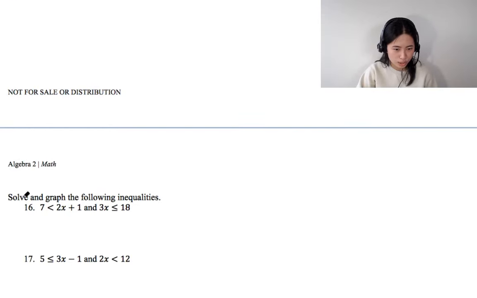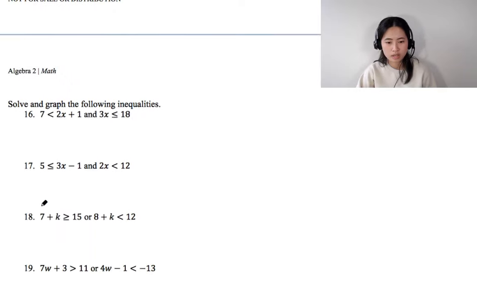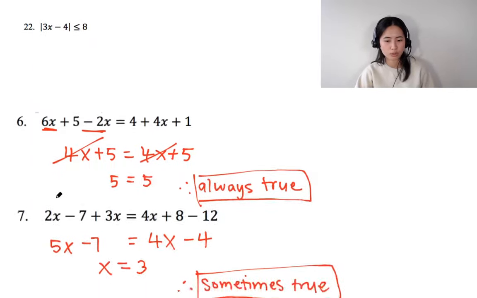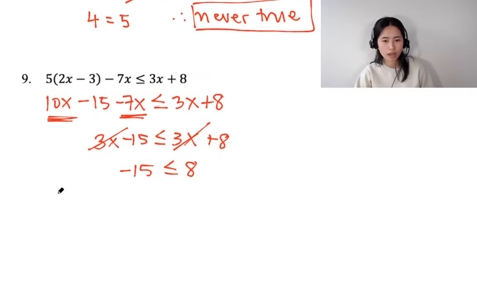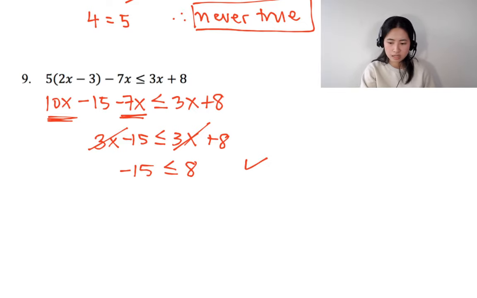It's one of the questions here: solve and graph the following inequalities. So sometimes if you do have a variable, you need to graph your inequality. But in this case, if you have negative 15 less than 3x plus 8, can you say that 8 is going to be greater than negative 15? Yes, but it's not always equal to. So this is just sometimes true. Does that make sense, guys?